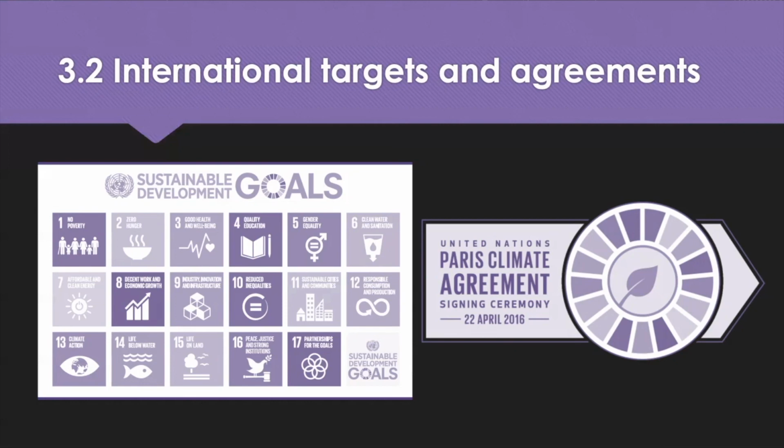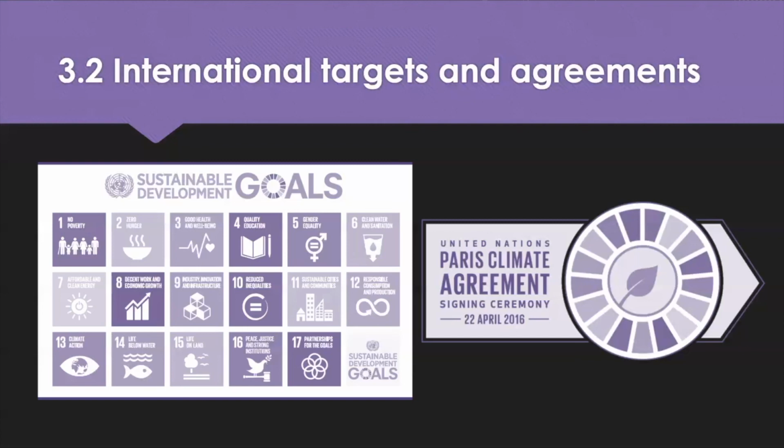We want reduced inequalities, sustainable cities and communities, responsible consumption and production, and to take action against climate change, as well as life below water and life on land. We want peace, justice, and strong institutions, and a partnership for the goals.